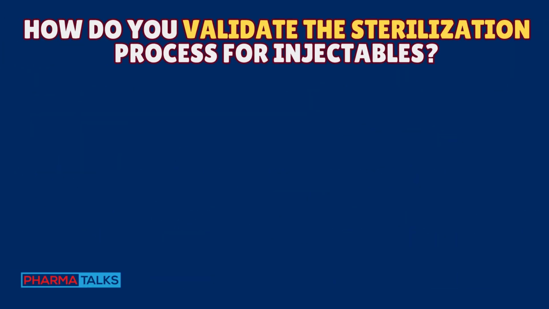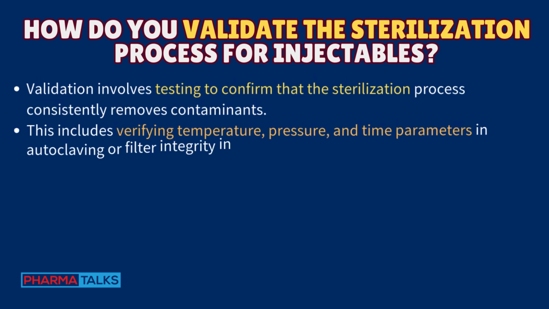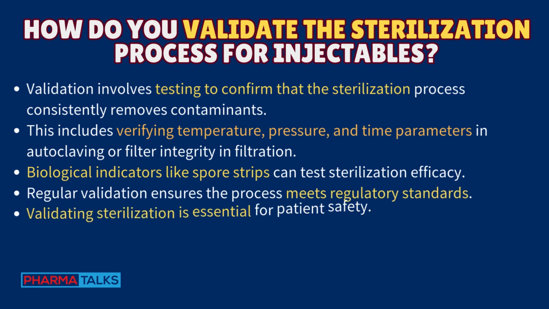How do you validate the sterilization process for injectables? Validation involves testing to confirm that the sterilization process consistently removes contaminants. This includes verifying temperature, pressure, and time parameters in autoclaving or filter integrity in filtration. Biological indicators like spore strips can test sterilization efficacy. Regular validation ensures the process meets regulatory standards. Validating sterilization is essential for patient safety.